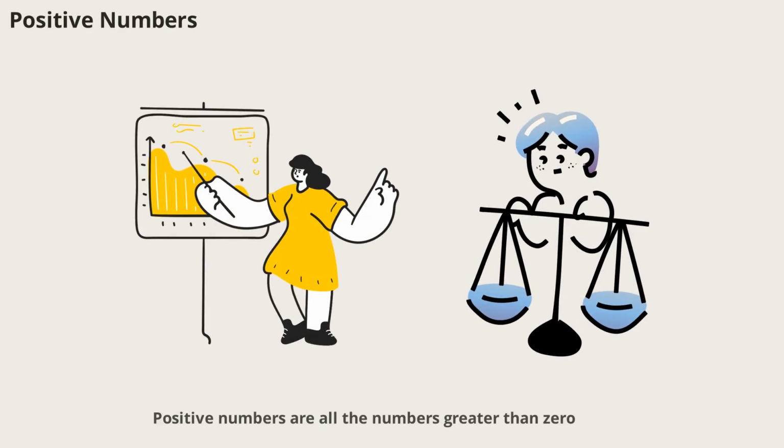Positive numbers are all the numbers greater than zero. They represent things like gains, increases, or anything above a starting point. For example, if you earn $10, that's a positive number. On the number line, positive numbers are always to the right of zero. Remember, positive numbers don't have to show a plus sign, they're positive by default unless there's a minus sign.